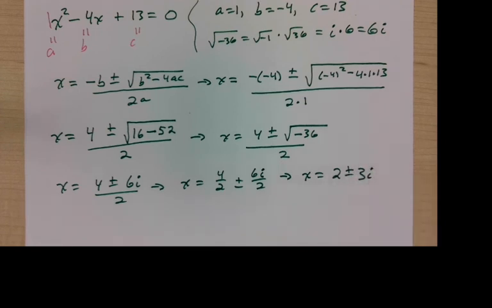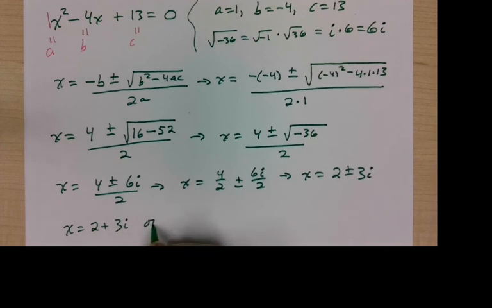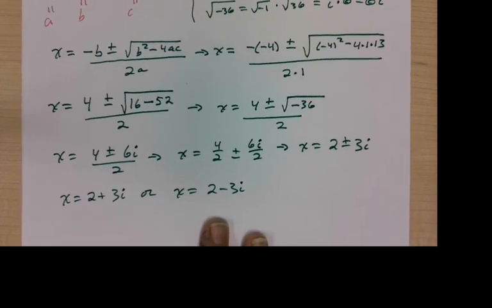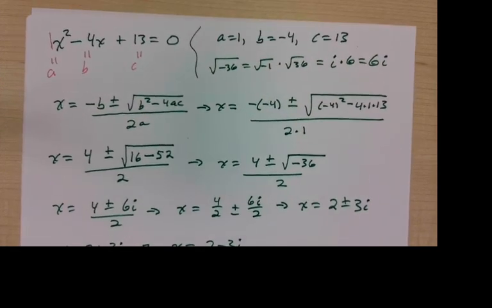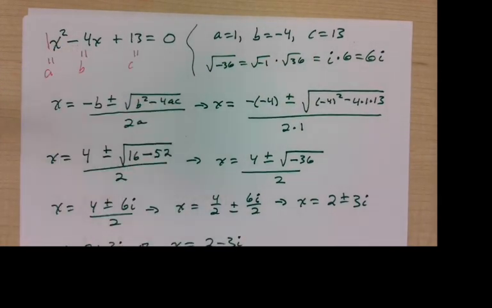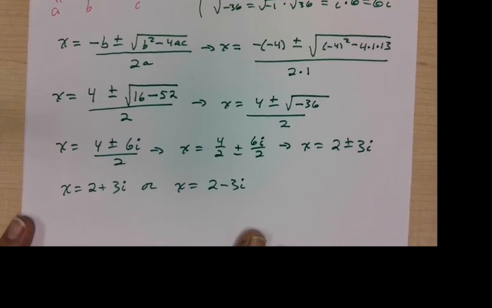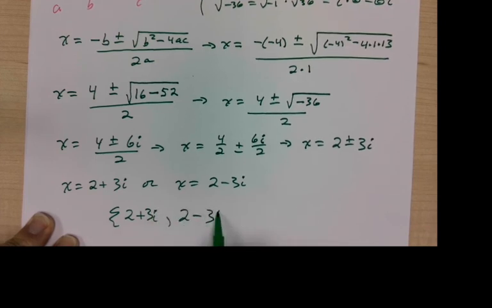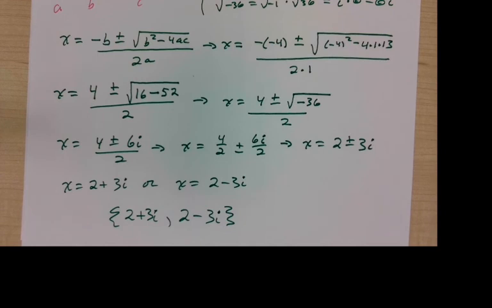Remember, these are two solutions. So I get x is 2 plus 3i, or x is 2 minus 3i. And then we like to write our answer in set form and curly brace form. So again, it's quadratic. Remember, you have a second power quadratic equation. You typically have two answers. So our two answers are 2 plus 3i and 2 minus 3i. And that will conclude this lesson.